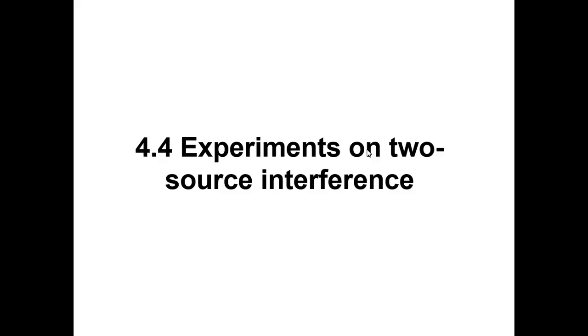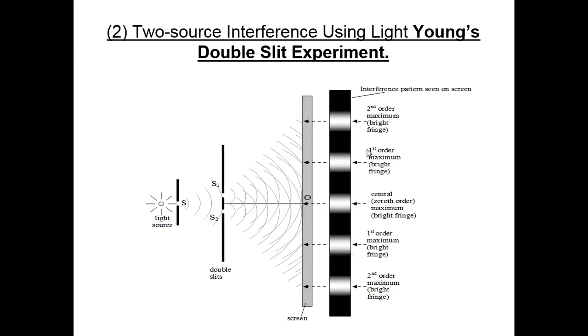Okay, we move on to experiments on two-source interference. The first experiment which you have seen is the Young double slit experiment. Okay, before this there's another one, but I think it's water waves. That one is similar. Whether it's water waves, sound waves, or light waves, the discussion will be similar. So you have diffraction pattern and then you have interference pattern. But what I would like to highlight here will be the fringes that you see on the screen.